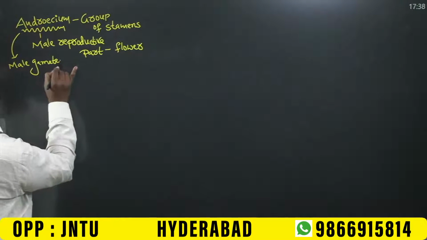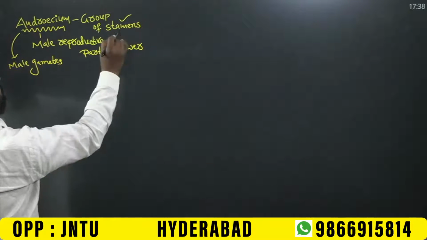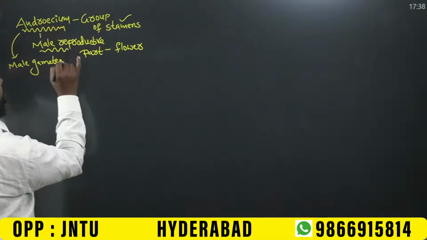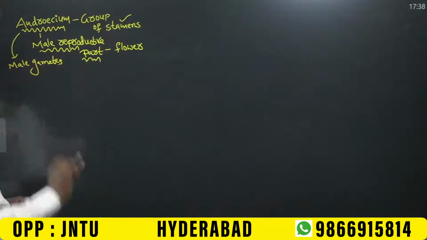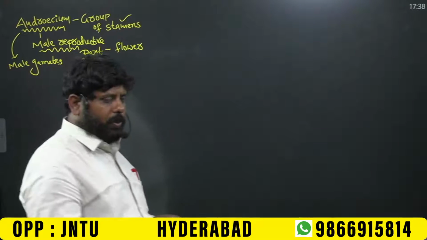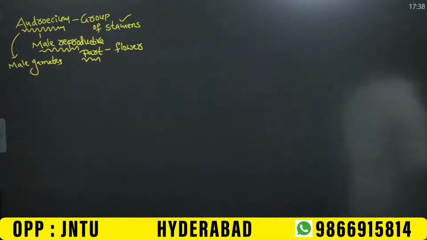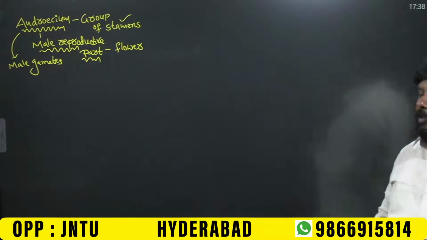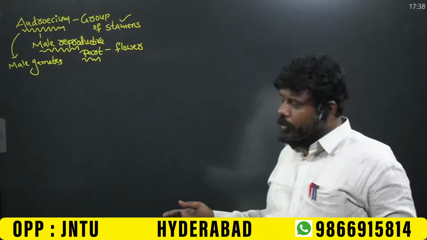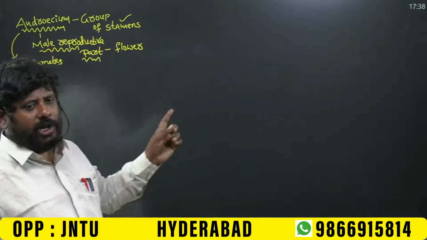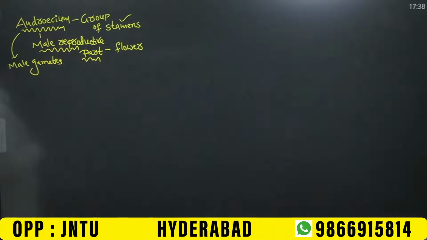Androecium means it consists of what? Stamen. Stamens are androecium. Finally, it produces the what? Male gamete. That's why only androecium is considered as the male reproductive part. A group of stamens is called androecium. Finally it produces the male gamete. That's why only androecium is considered as the male reproductive part in the flower.